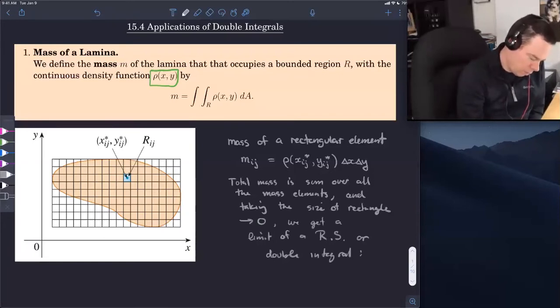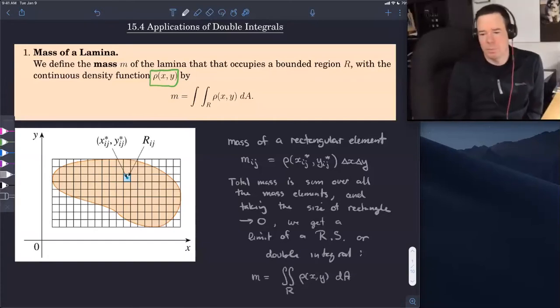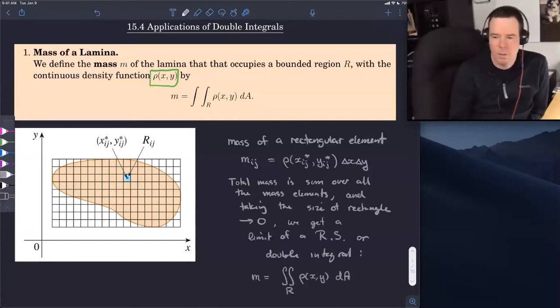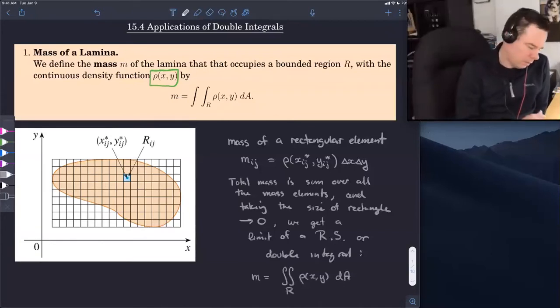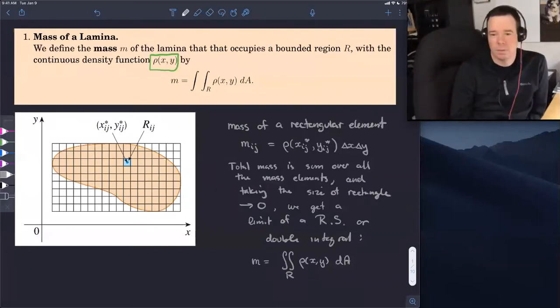And so the mass is the double integral of the density function over the area of our domain here. And I guess I'll call it a region. It was called a region R, so I'll keep it as an R. And so that's how we can compute mass: we just integrate the density function. Okay, so this is one application of a double integral.